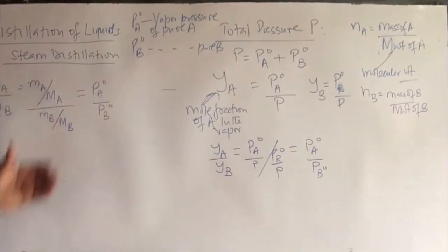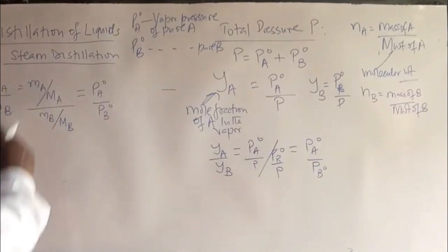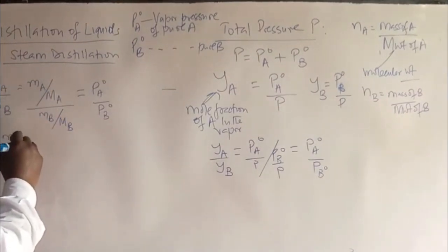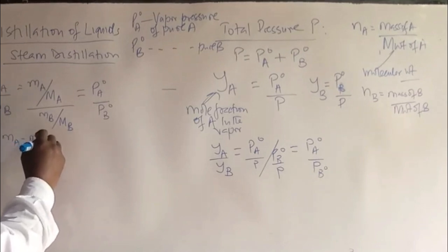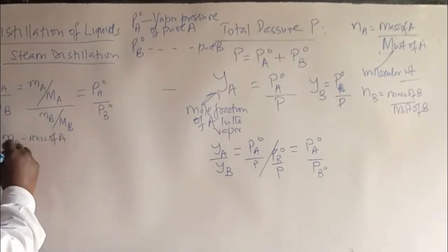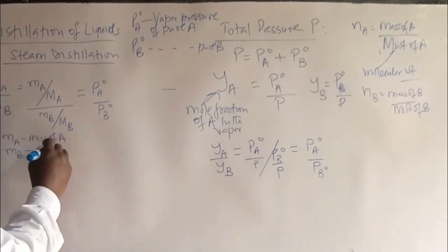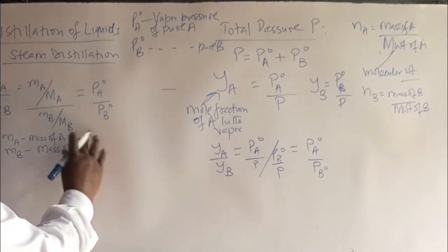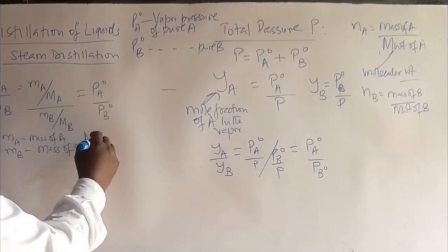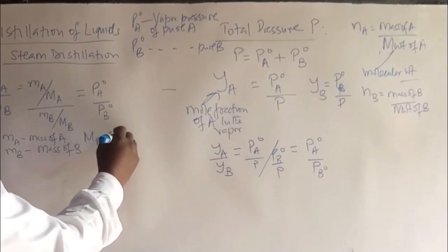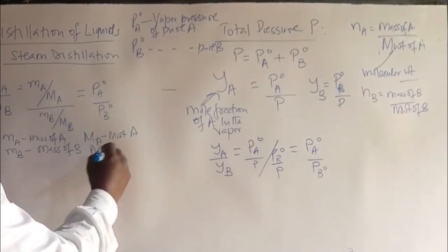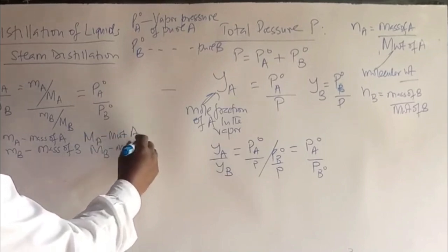So that if we rearrange that fraction there, remember MA, we are saying is mass of A, MB, mass of B, and MW, capital M, A, molecular weight of A, and B, molecular weight of B.